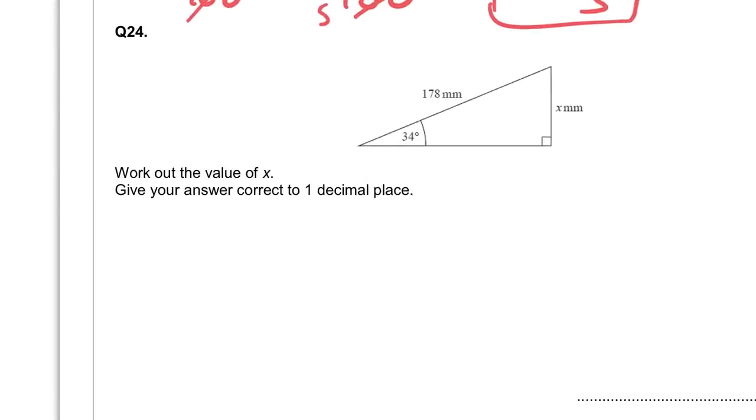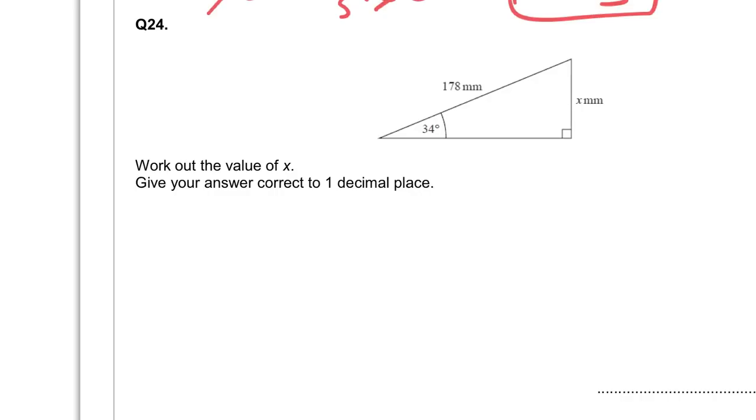Right, question 24. We haven't seen any trig yet, really, so we need to do this. Step 1, label your triangle. It's a right angle, so opposite, hypotenuse, adjacent. Okay, so, SOH CAH TOA. Right, what do we have?